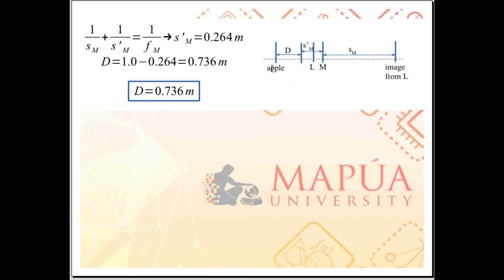This is the object, the apple. The distance from the apple and the final image is distance D. Knowing that the apple and the mirror are 1 meter apart, so 1 meter minus S prime M, we are able to get the distance D, 0.736 meters.